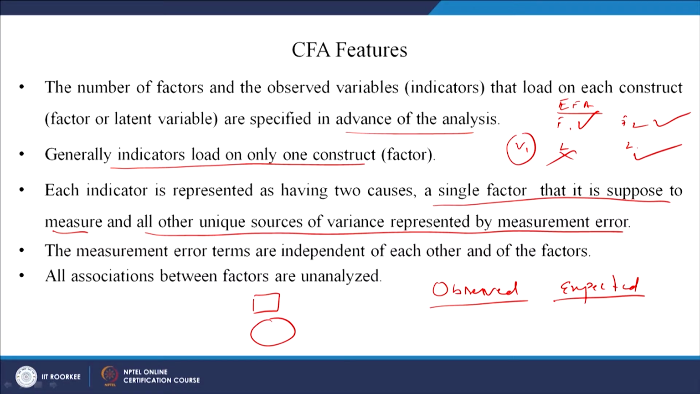The measurement error terms are independent of each other. So, let us say there is a construct; each construct has a measurement error term, let us say this is F1, F2. Each has a measurement error term and they are independent of each other, so there is no connection between them. All associations between factors are analyzed, that means between the variables, the different items, it is checked.